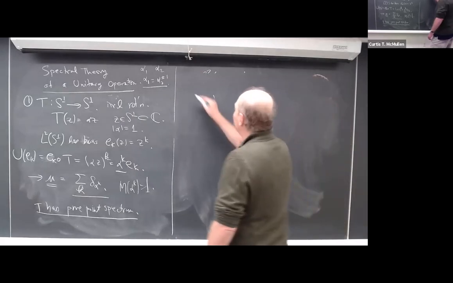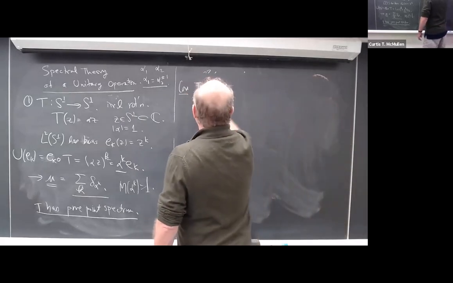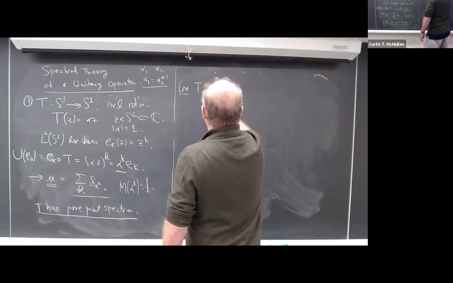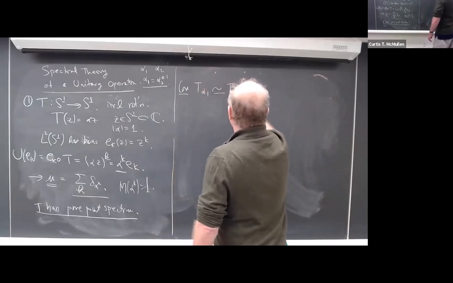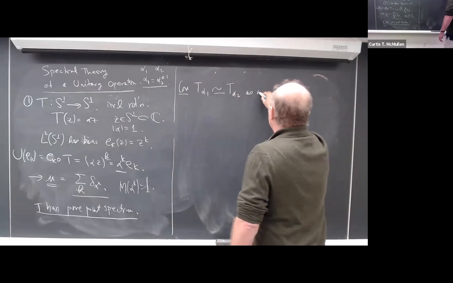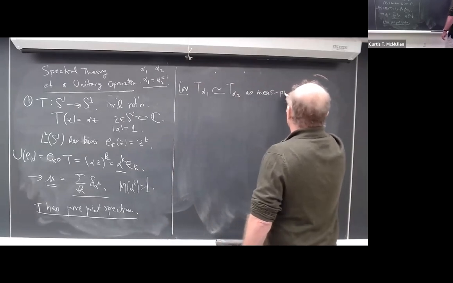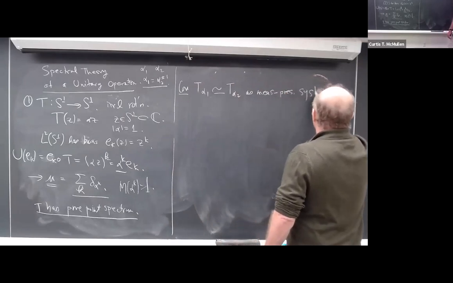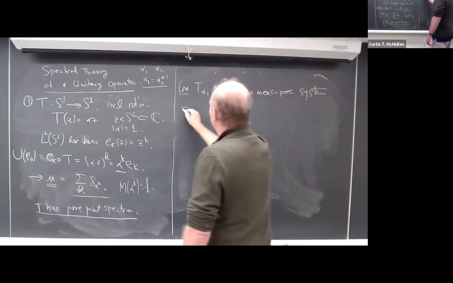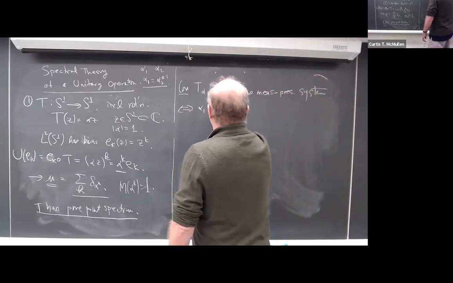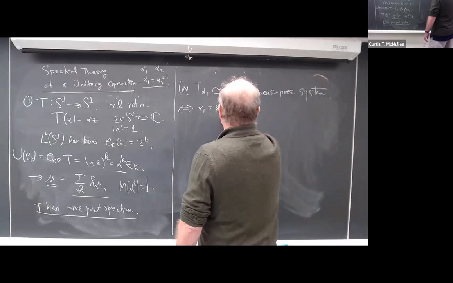As a corollary, T alpha 1 is isomorphic to T alpha 2 as a measure preserving system if and only if alpha 1 is plus or minus alpha 2 to the plus or minus 1.